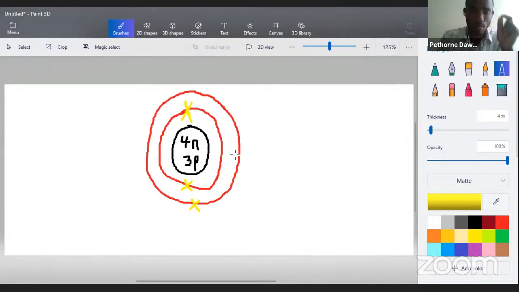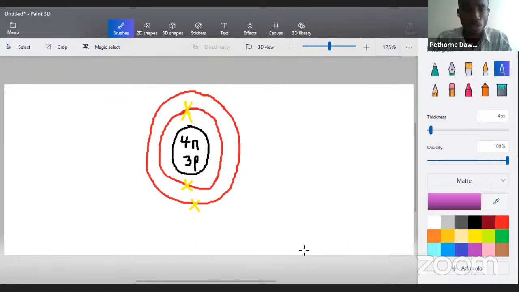And I stress it being the atom. If it is an ion, it's a different ball game. Ions have a different number of electrons from protons. But for an atom, they're all the same. So the nucleus with the protons and neutrons, the first shell with the first 2 electrons, the second shell with the third electron.